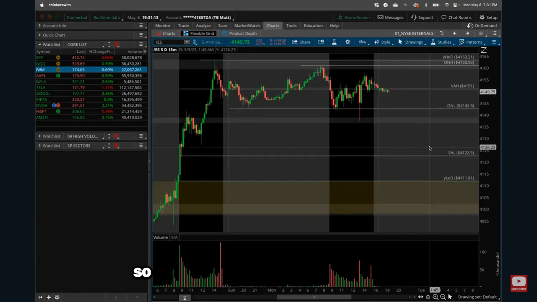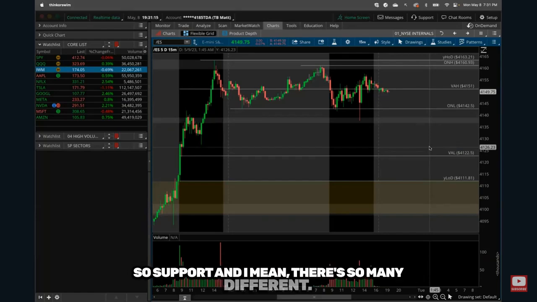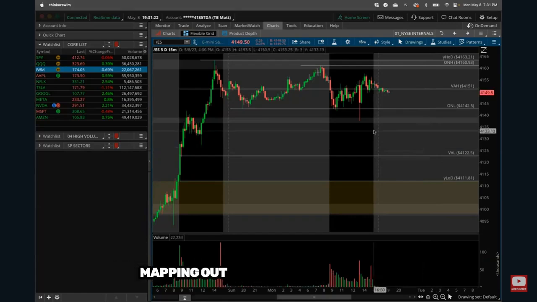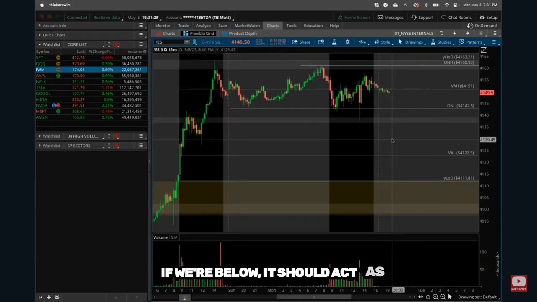Yeah, for sure. So there's so many different names: people call it supply and demand, people call it support and resistance. You can call it whatever you want, but at the end of the day, we're just mapping out areas of interest in the market. So to me, if we're above an area of interest, it should in theory act as support. If we're below, it should act as resistance, and you're watching for the reaction around that area.